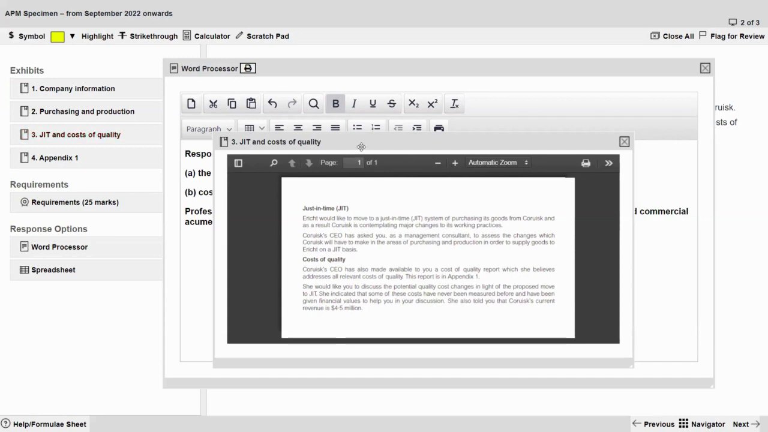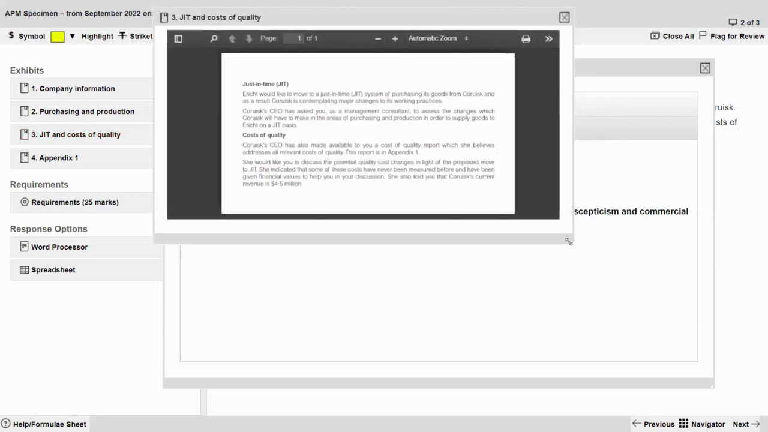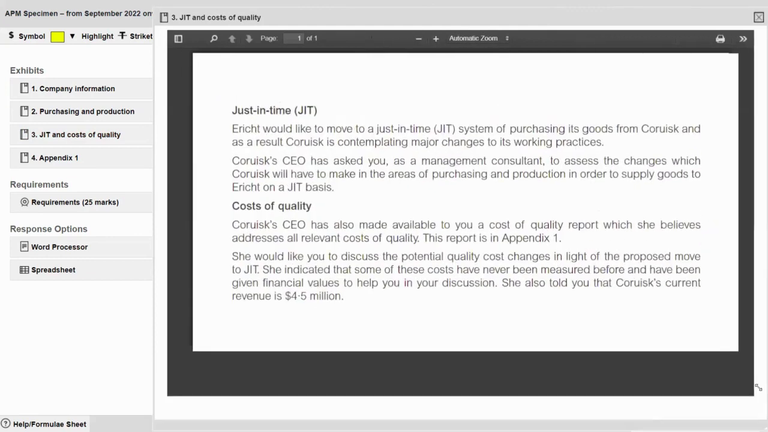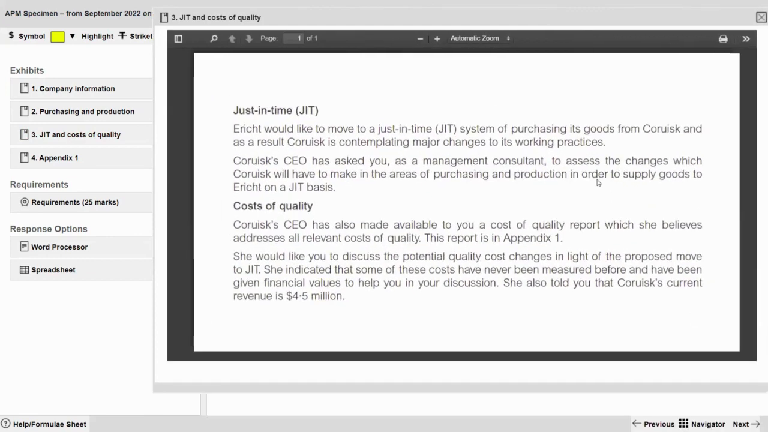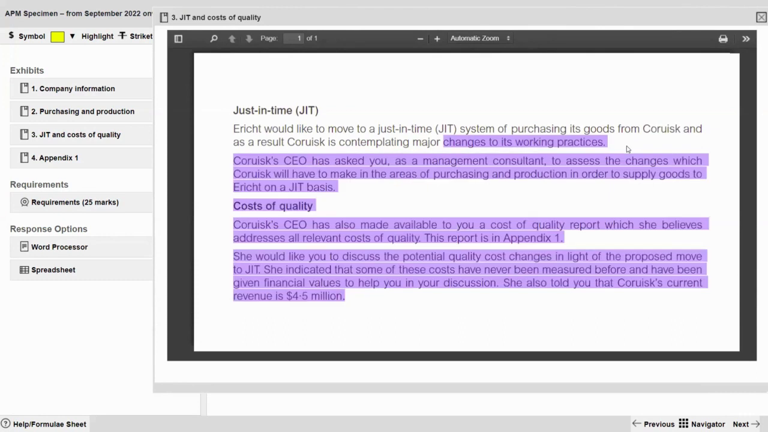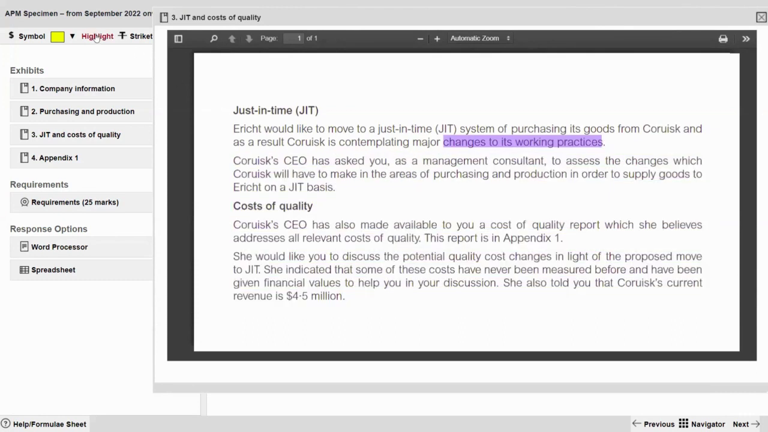Now, what is this JIT and cost of quality section? Here it says, Arid would like to move to a JIT system of purchasing its goods from Coriolis company. And as a result, Coriolis is contemplating major changes to its working practices. Obviously, since you have only one customer you work for, you have to amend your production methods in a way that actually suits the customer.